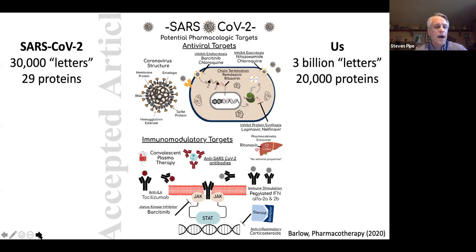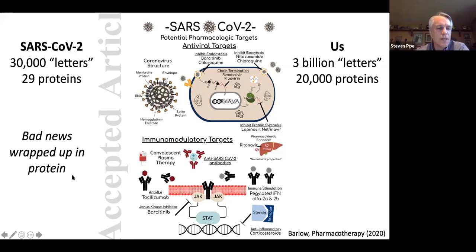And if you compare this to you and I, we have 3 billion letters in our genome, and our DNA codes for 20,000 proteins. One article describing this coronavirus says this is bad news wrapped up in a protein. And I think that's a pretty good description of this, because all the bad news is here in the RNA, all protected by this protein coat.